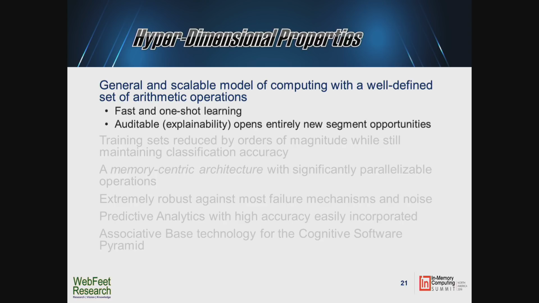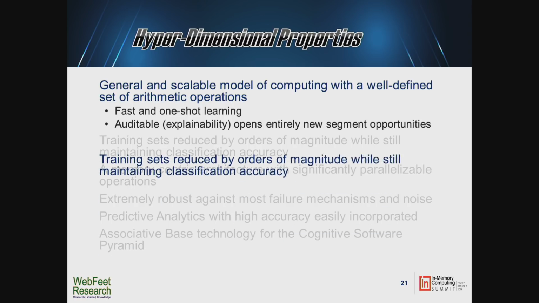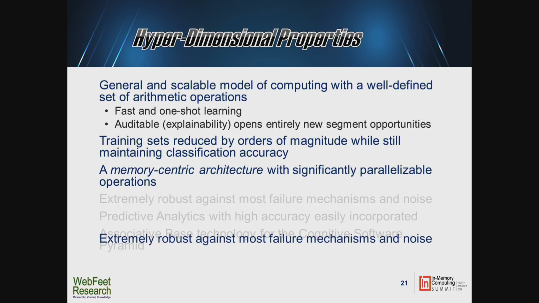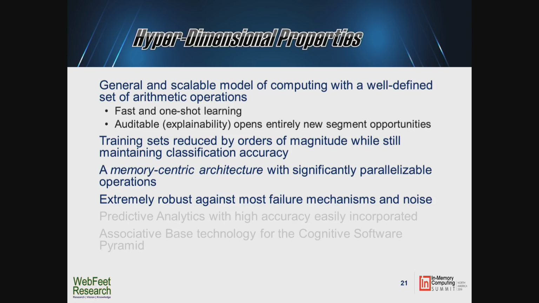This is more properties of the hyperdimensional that we've pretty much already dwelled on. Training sets: because of the one shot and the quick learning, your training sets go from, like this, down to the dot in the eye. It's amazing how much reduced. And you maintain your classification capability. That's a big deal as it works out. It's a memory-centric architecture with significantly parallelizable operations. And what we've just shown is parallelization of the hyperdimensional memory compute. Extremely robust against most failure mechanisms and noise.